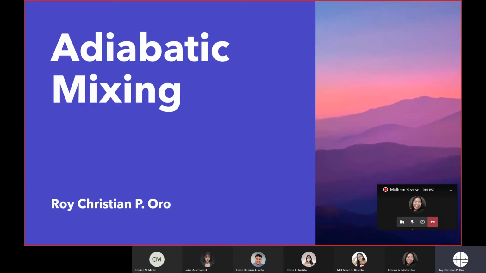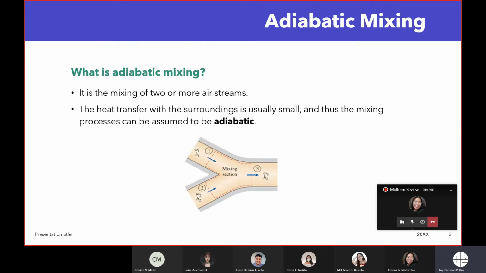Good afternoon everyone. I will be discussing adiabatic mixing for this session. I am Roy Christian P. Oro and here it goes. So, what is adiabatic mixing? It is the mixing of two or more air streams. The heat transfer with the surroundings is usually small, and thus the mixing process can be assumed to be adiabatic. Due to the insulation, the heat transfer from the inside of the ducts to the ambient air is very small, which is why it is assumed to be adiabatic.